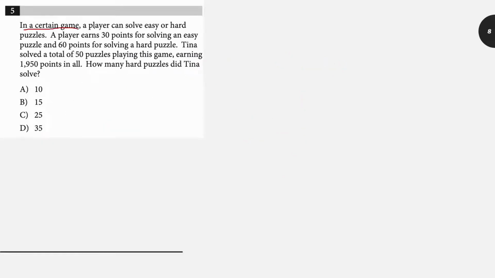In this certain game, a player can solve easy or hard puzzles. A player earns 30 points for solving an easy puzzle and 60 points for solving a hard puzzle. Tina solved a total of 50 puzzles playing this game, earning 1,950 points in total. How many hard puzzles did Tina play? So, let X be the number of easy games she played. Let Y be the number of hard games she played.